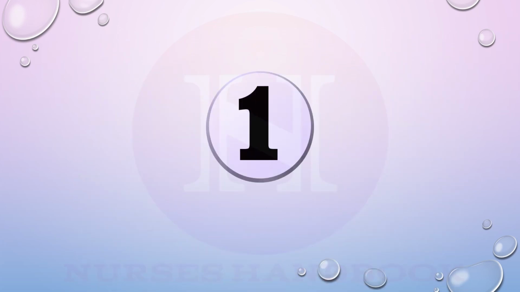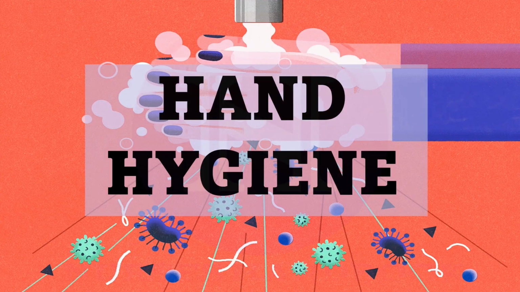First is hand hygiene, which is the most effective way to prevent the spread of infection. And hand hygiene involves hand rubbing and hand washing.